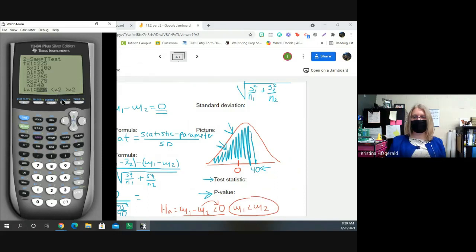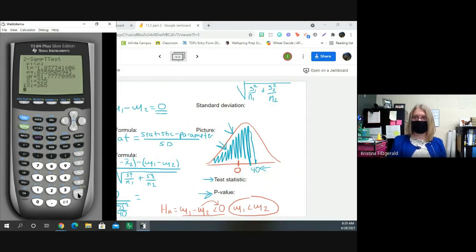So the middle one here, where 1 is less than 2, because I did the less than direction. If it was greater than, I'd pick the other one. If it was not equal to, I'd obviously pick that one. And then we don't pool, don't worry about that. That's something different. You don't need to know what that is. And then calculate.